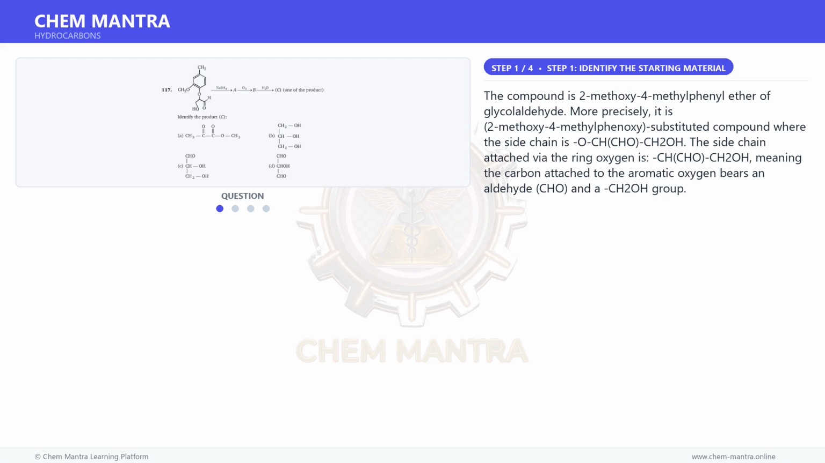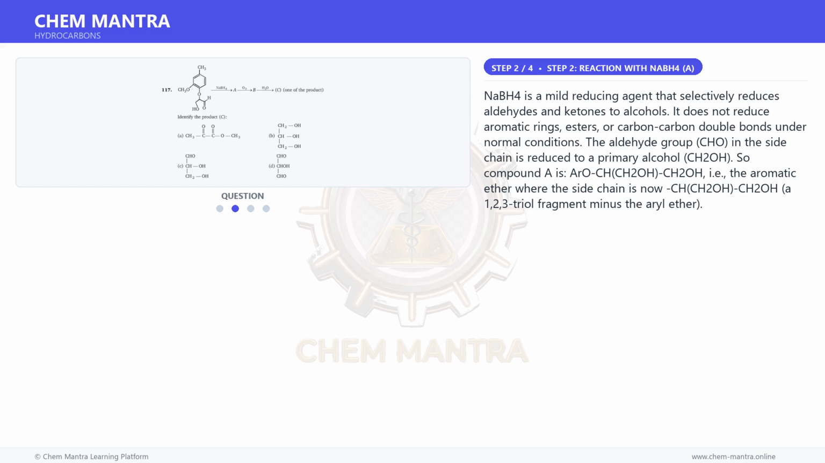The compound is 2-methoxy-4-methylphenyl ether of glycolaldehyde. More precisely, it is a 2-methoxy-4-methylphenoxy substituted compound where the side chain is OCH, CHO, CH2O. The side chain attached via the ring oxygen is CH, CHO, CH2O, meaning the carbon attached to the aromatic oxygen bears an aldehyde, CHO, and a CH2O group.